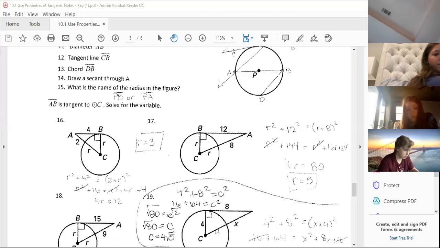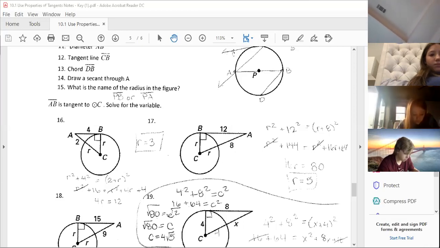Now, you see there's an r squared here, and then there's an r squared on the other side. So what happens to those? They subtract out and become 0. And then you're left with 16 equals 4r plus 4. Then you subtract 4 from both sides and you get 12 equals 4r. Divide by 4, r is equal to 3. And that's basically how 17 is done too.